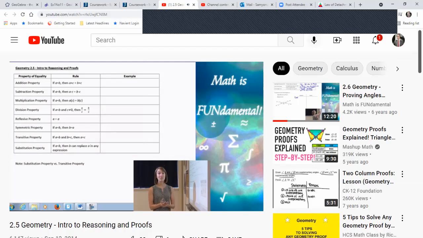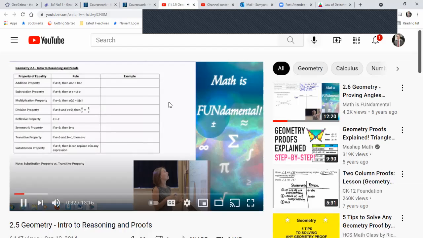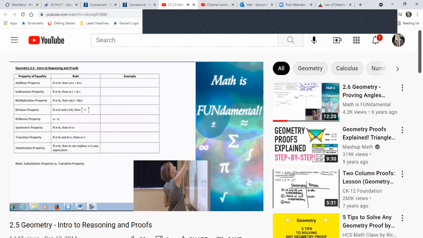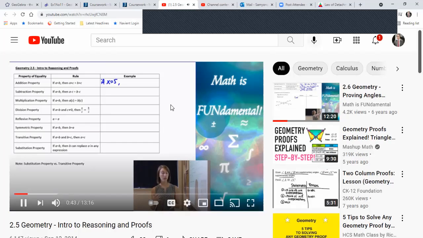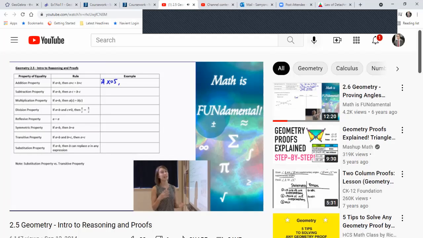We have the addition property, which states if A equals B, then A plus C equals B plus C. All that means is if I have some sort of statement like if X equals 5, then I can take a number or a variable and add it to both sides of an equation. So I can say that X plus 2 equals 5 plus 2. So I'm just taking something and adding it to both sides of our equation.